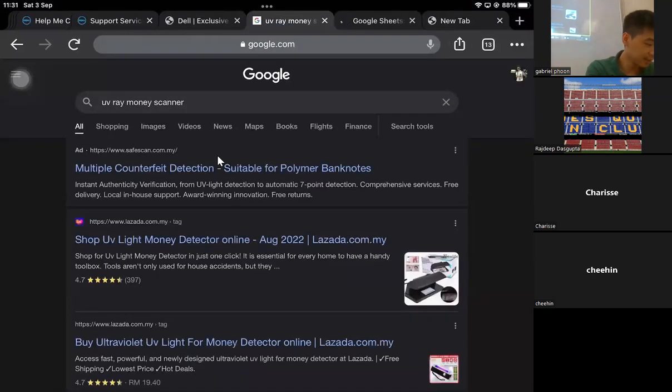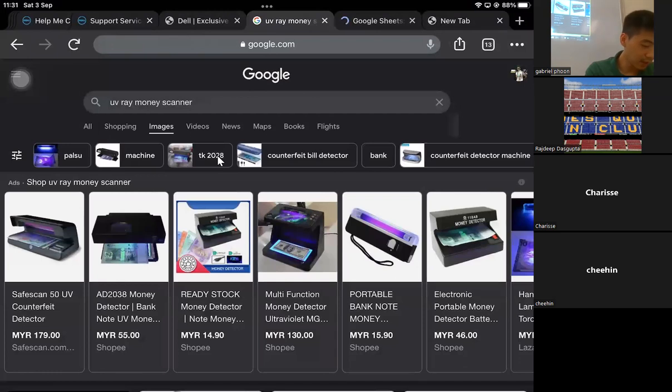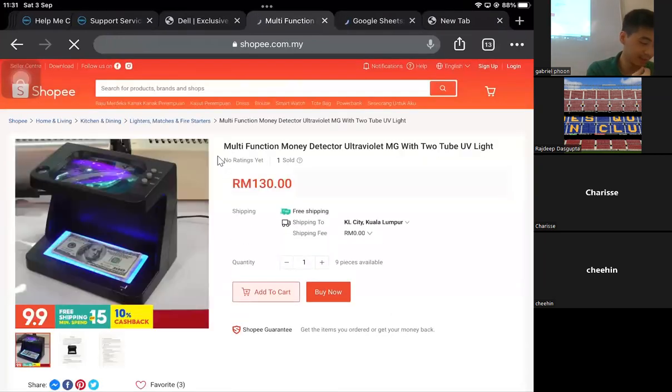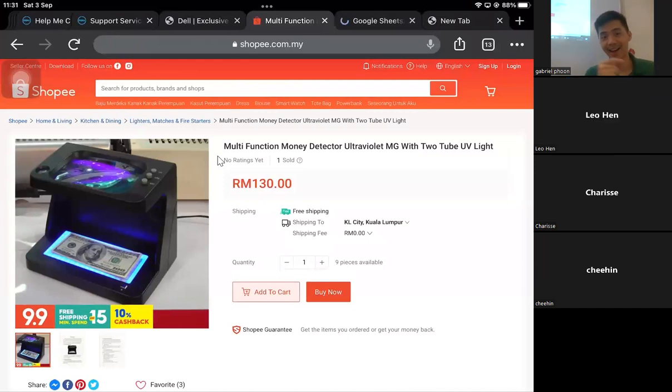You've never seen this thing before? Really? This thing, well, it's not so chunky, but it looks something like this. You know, like when you, God, it's going to go into Shopee, isn't it? Oh, it's one of those UV lights.